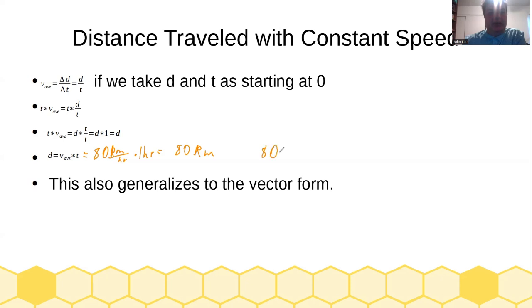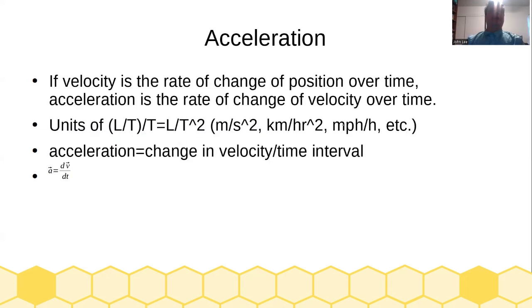Therefore, the distance traveled is going to be 80 kilometers per hour times the number of hours that you traveled, which is 3 hours, which is going to be equal to 240 kilometers if I am not mistaken. And then this also generalizes to the vector form for x and velocity instead of d and speed. Our final quantity that we're going to define is acceleration.